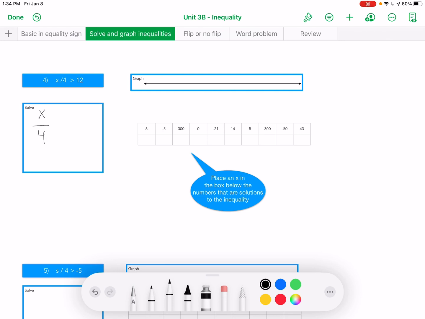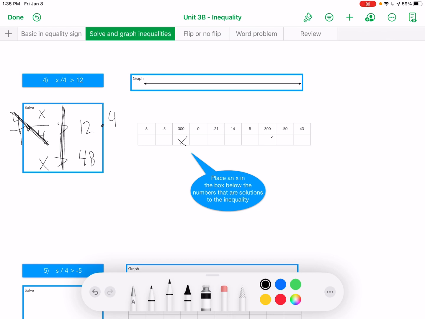X divided by 4 is greater than 12. Draw your line down. X divided by 4. That's dividing, so we're going to multiply both sides by 4. You put 4 over 1. This cancels out, leaving you with x is greater than 12 times 4, which is 48. X is greater than 48.